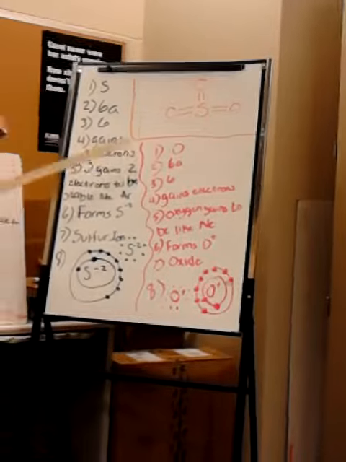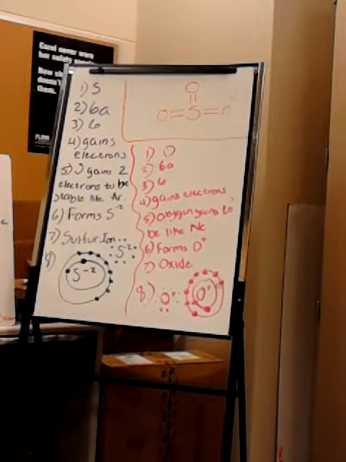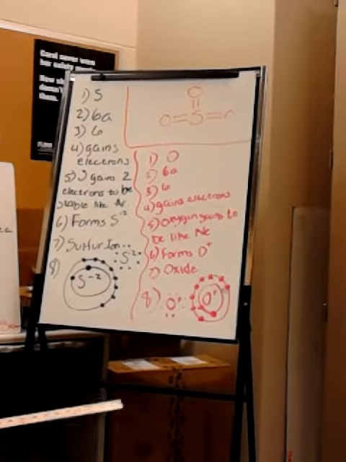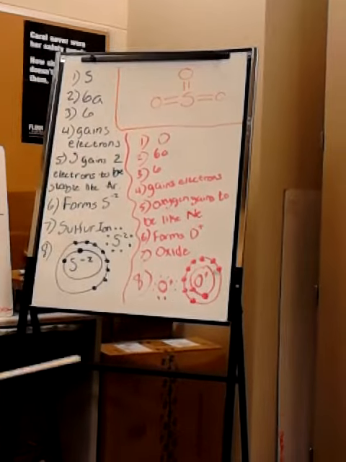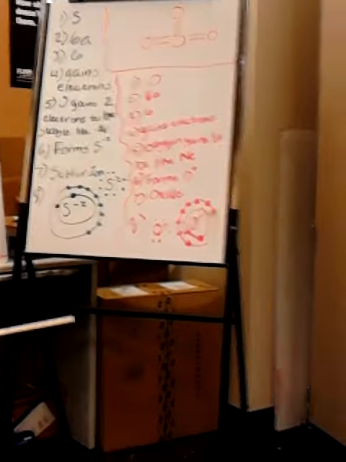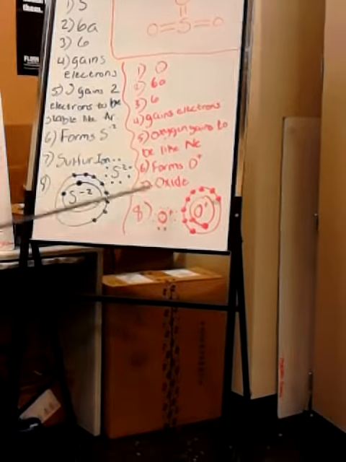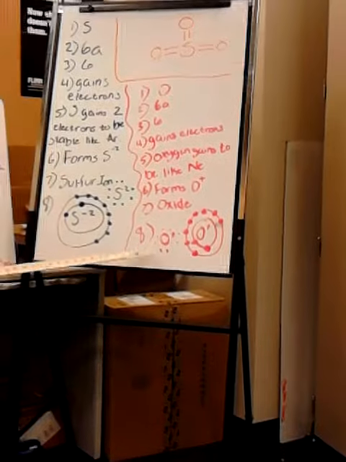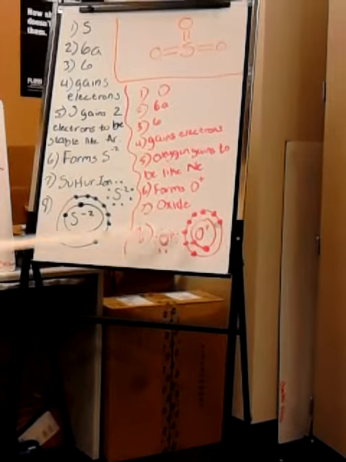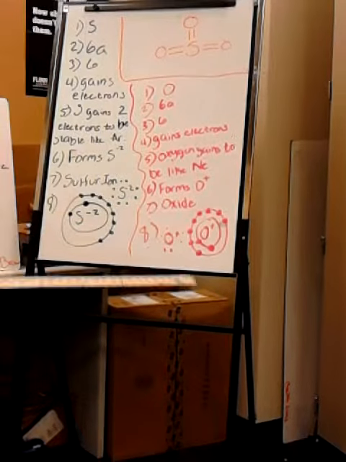And then oxygen is in group 6A, so it has 6 valence electrons, and it also wants to gain electrons. So oxygen gains electrons to be like neon and have a stable structure, and that forms O negative 2, or oxide. So oxide has 8 valence electrons on the Lewis dot structure and then 8 valence electrons in its last shell on the Bohr model.